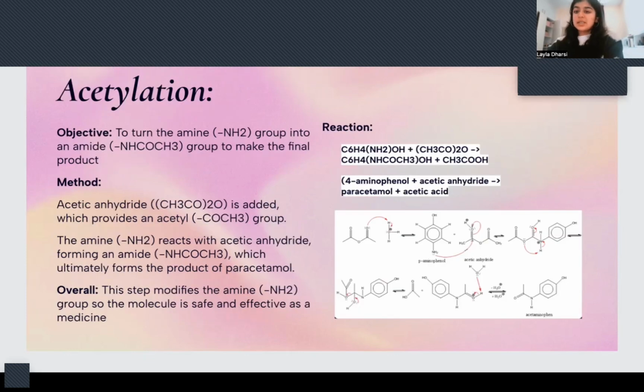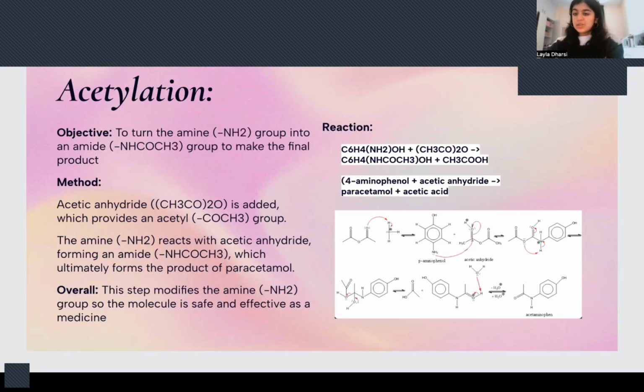Finally, through acetylation, acetic anhydride is added to the reaction, and this chemical contains an acetyl group, which is what we need to modify the molecule. The amine group in the molecule reacts with acetic anhydride, and when this happens, the amine group bonds with the acetyl group, forming a new bond called an amide group.